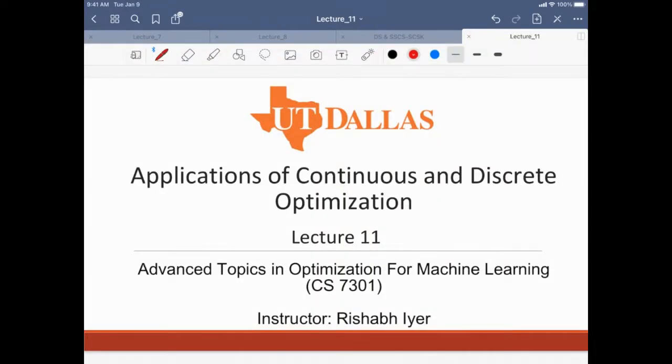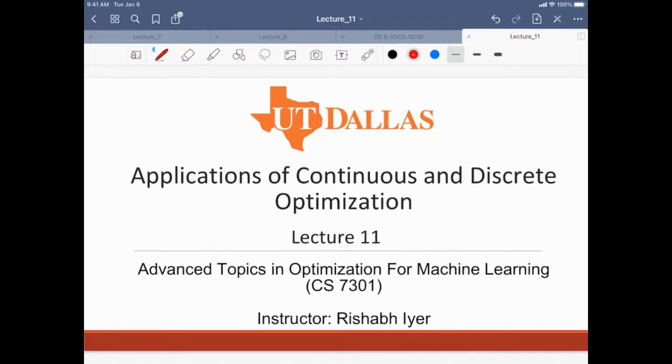So today's lecture 11, or actually week 11 of the course, is going to be the last kind of lecture in this way, because the next 3 weeks are going to be the presentations by the students. So today we are going to talk about applications of optimization.